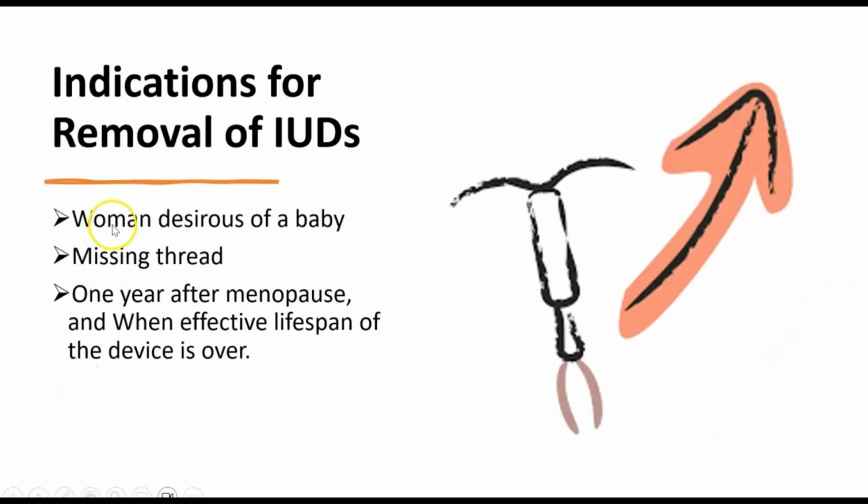And if the woman is desirous of a baby, or if there is a missing thread, we are not able to locate it, or 1 year after the menopause, or when the effective lifespan of the device is over, then we need to remove the IUD.